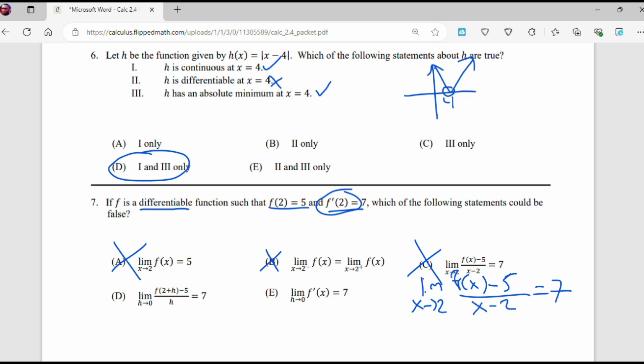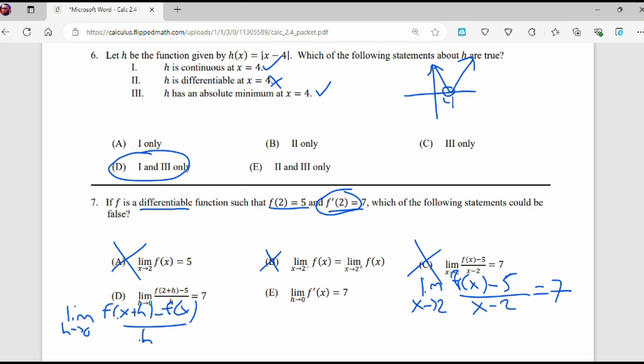Okay. And our last one is, well, not our last one. Our second to last one is limit as h approaches 0. So we remember this format, right? Limit as h approaches 0 of f of x plus h minus f of x over h. That is our derivative formula for a function.